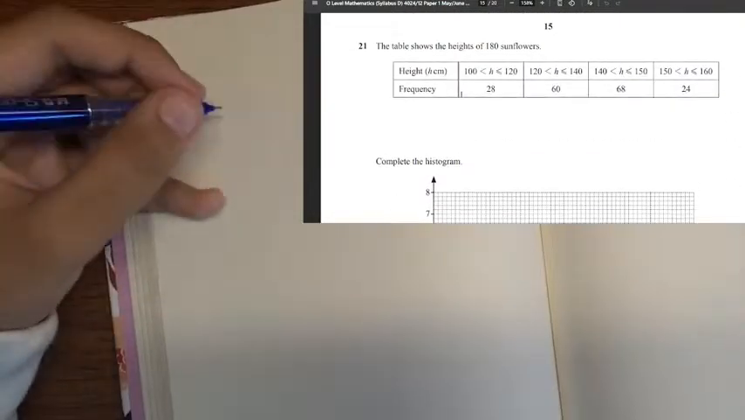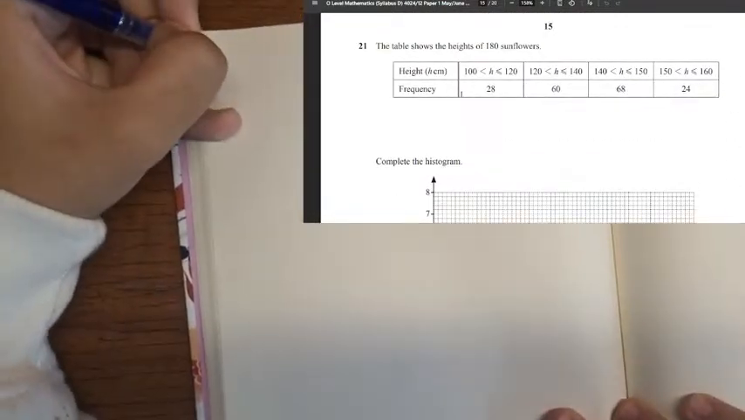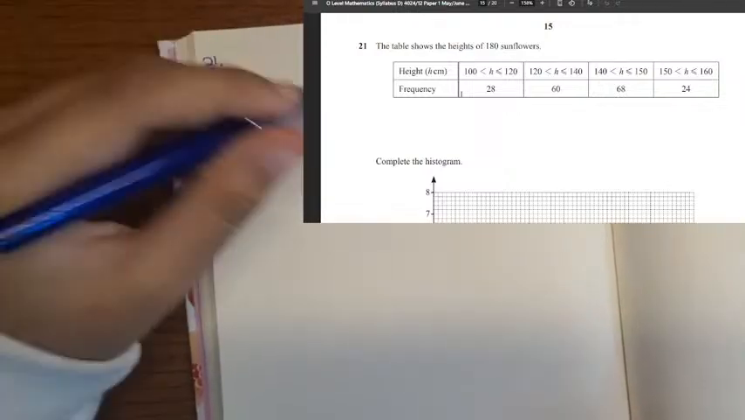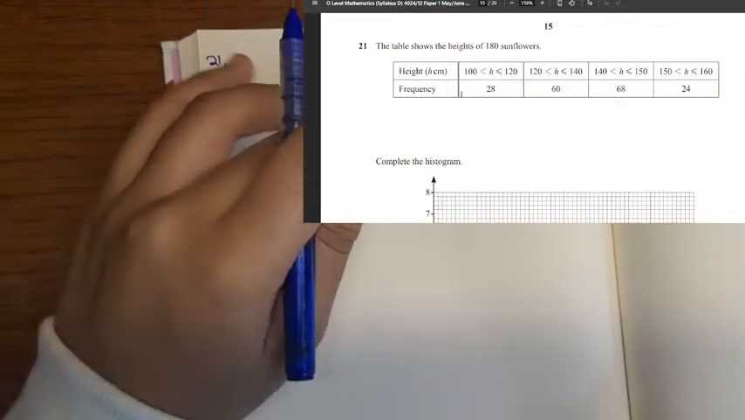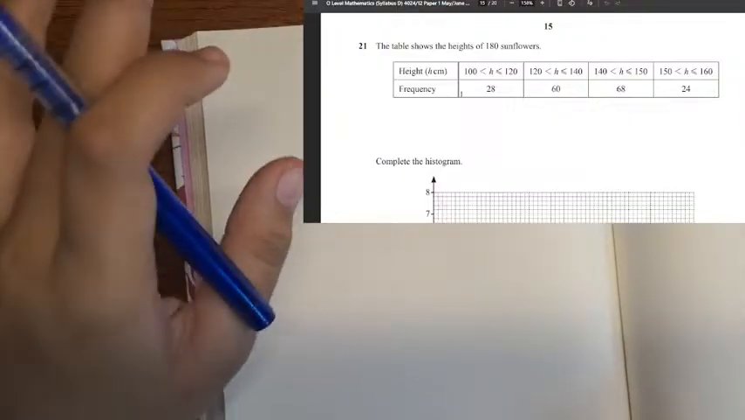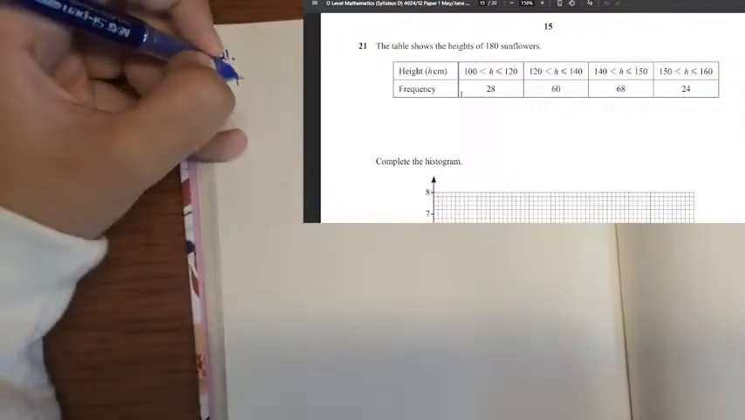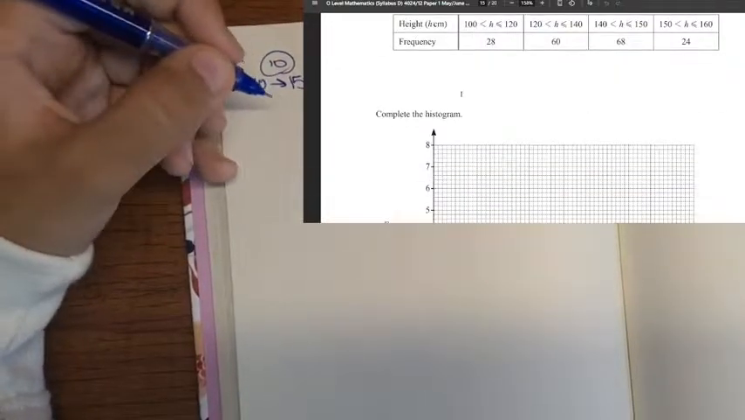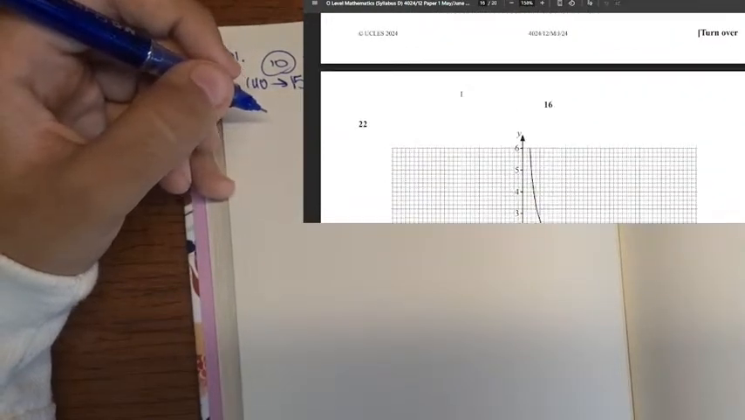The next question is a histogram one. I can't draw the histogram here. The important thing is that you need to calculate the frequency densities of all of these, because we can notice that the class widths are not even. 100 to 120 and 120 to 140 are even, but then there comes 140 to 150, and the gap turns from 20 to 10. That means the class widths are not even, so we need to make a graph with frequency density.